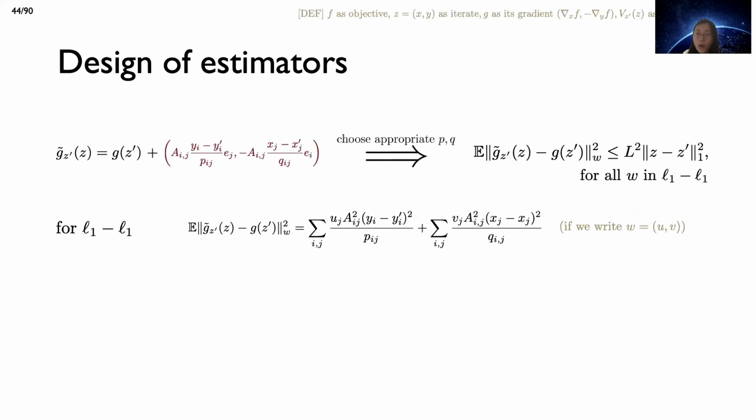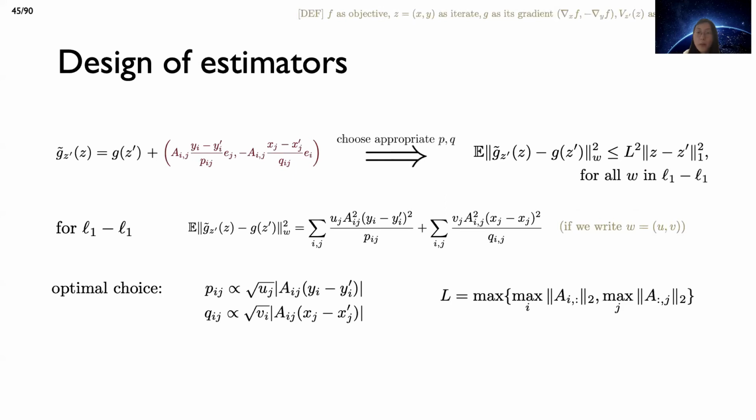Recall that for L1 setups, we use a notion of local norm here, which is a weighted L2 norm induced by some arbitrary fixed simplex variables, called U and V here. By direct computation, the optimal choice of P_ij is proportional to square root of U_j times the absolute value of A_ij and y minus y prime, and a similar choice is the best Q. The resulting constant L is the maximum L2 norm of any row and column.